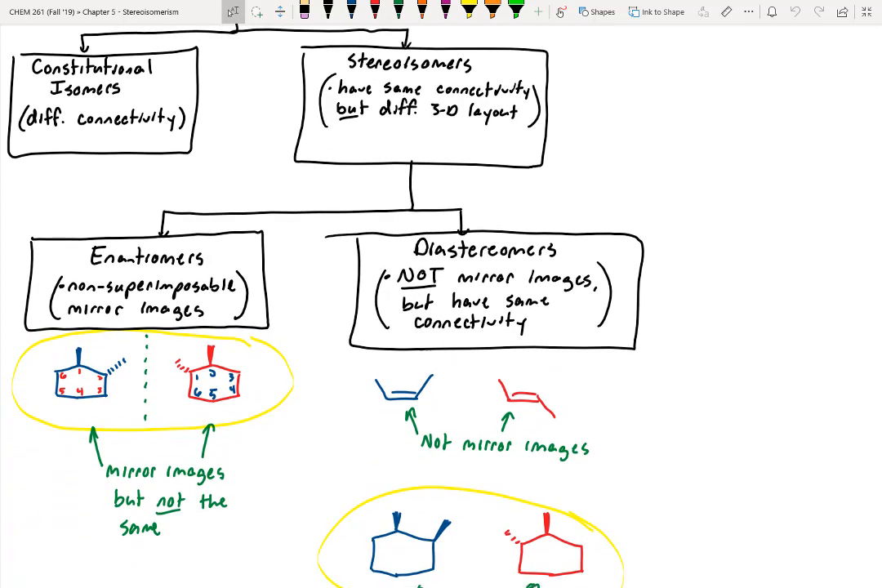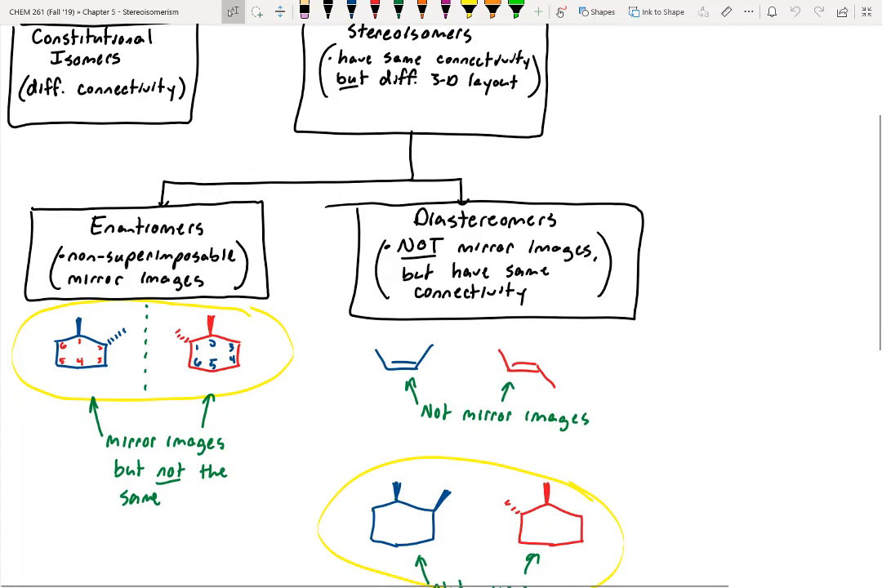Stereoisomers can even be subdivided further. So the first subdivision of stereoisomers are enantiomers. Those are a pair of compounds where they're mirror images of one another, but they're not the same compound, right? So over here, I circled these ones to indicate that these are mirror images, but if you try to lay them on top of one another, they are not the same compound.